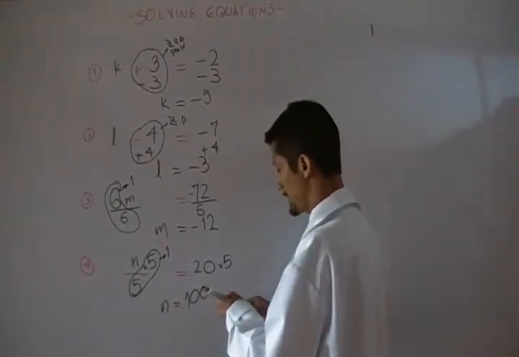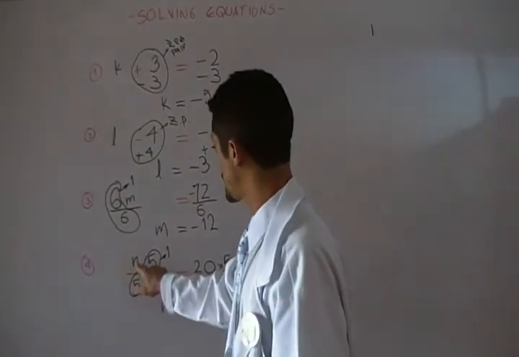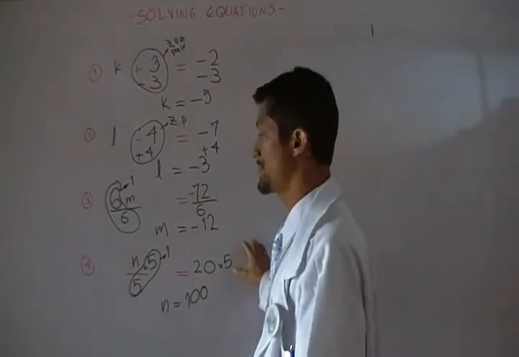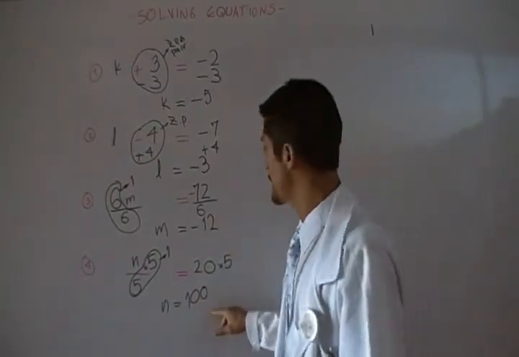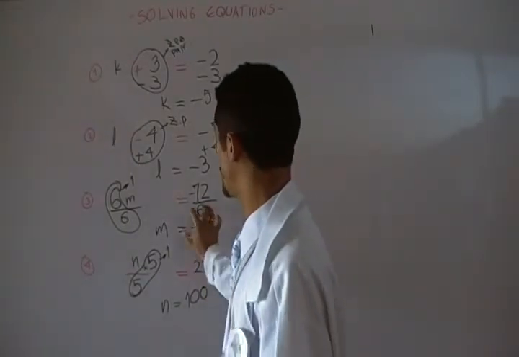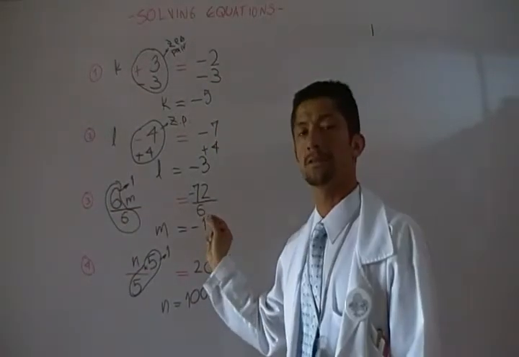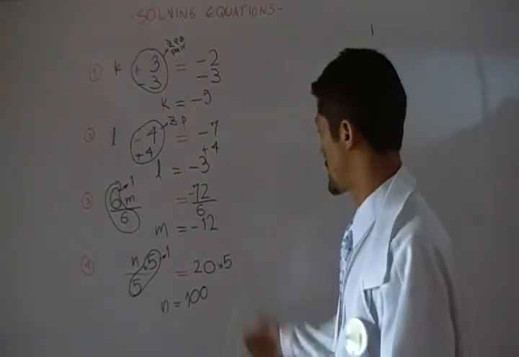And finally, n would be 100. Now let's see. If I substitute 100 here, 100 divided by 5 is actually 20, so the equation checks and my solution is correct. If I substitute -12 in the previous one, 6 times -12 equals -72, which checks the equation.